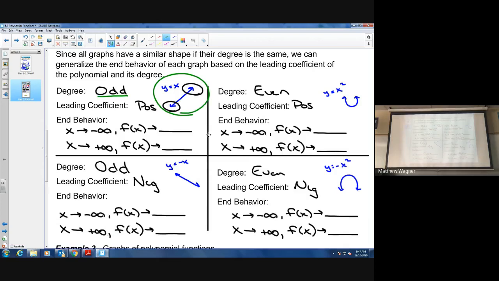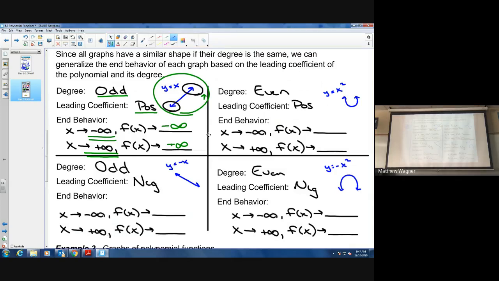So if you have an odd degree polynomial with a positive leading coefficient, as we move to the left, my graph is going down, or negative infinity. As my graph moves to the right, if you notice, I'm going up towards positive infinity. And that's how you'd state the end behavior of an odd positive function, any odd positive function. So if you said, I have the function 15x to the 47th power, this end behavior would match, guaranteed. Okay. Now we'll go into the next one.